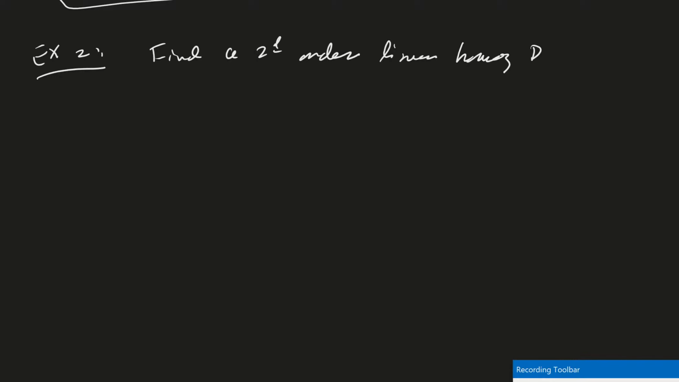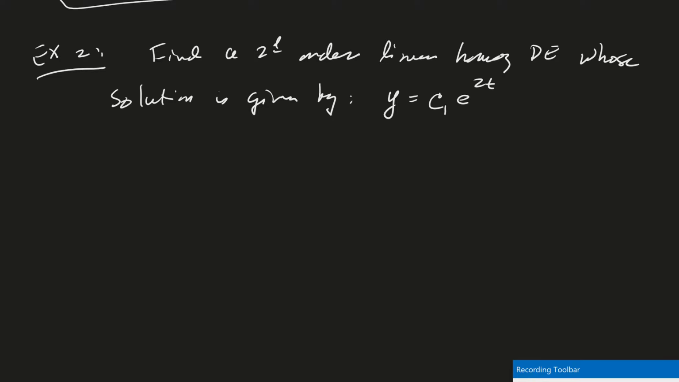Let's see if we can go backwards. Example 2. Find a second order linear homogeneous DE whose solution is given by y equals c1 e to the 2t plus c2 e to the minus t. How am I going to do that one?